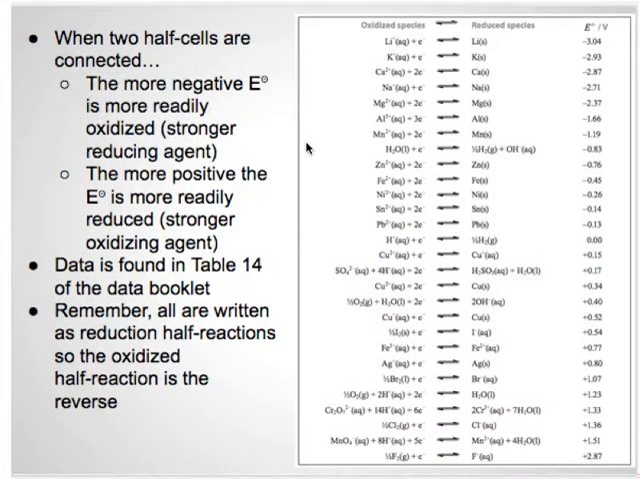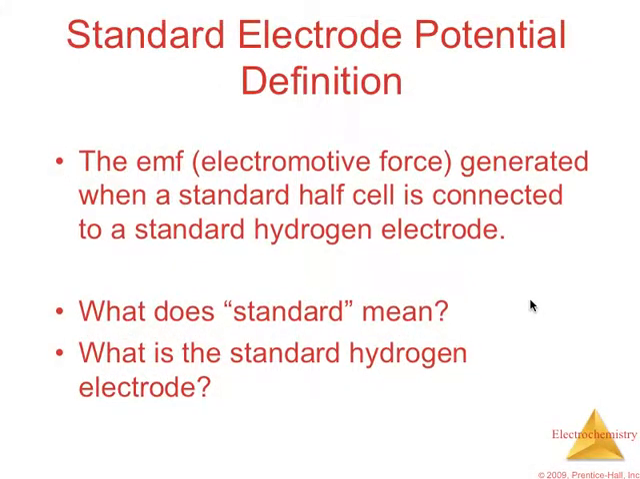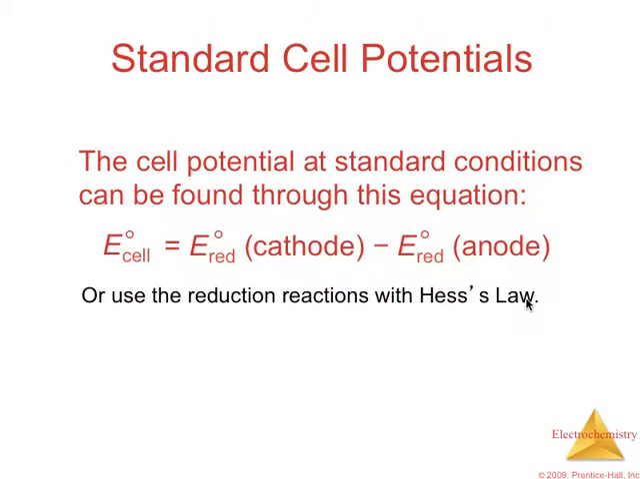So when two half cells are connected, the more negative cell potential is more readily oxidized. The more positive, the more readily reduced it is. Okay. These are typically written as reductions. If I reverse them, the sign changes. So if I reverse this, the potential would change. I don't like to do them that way.